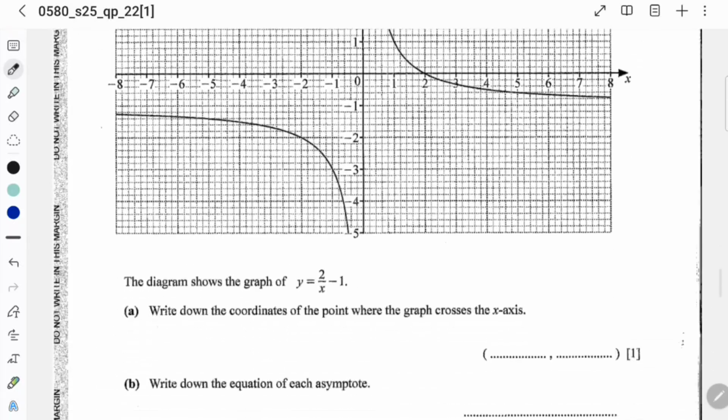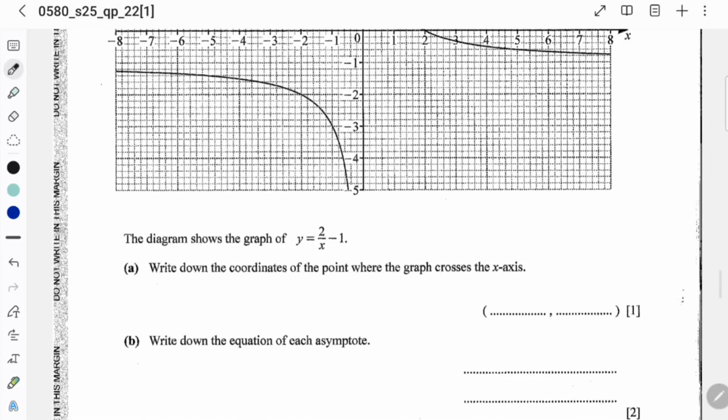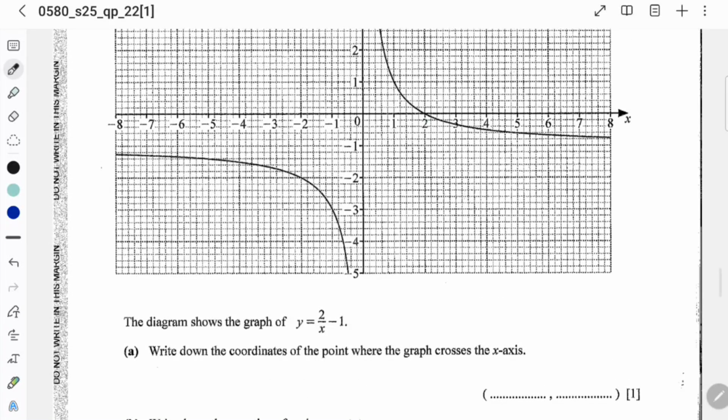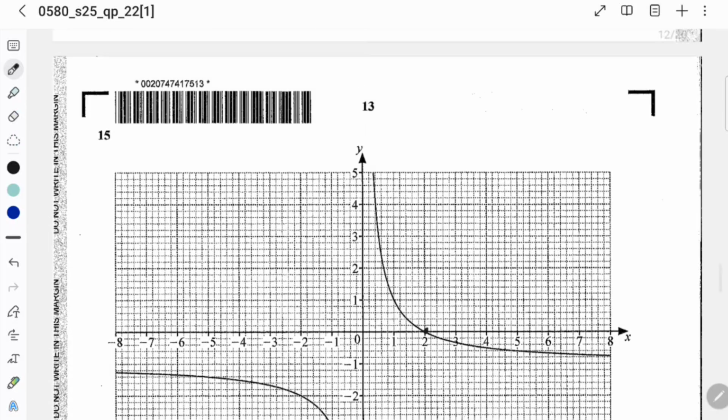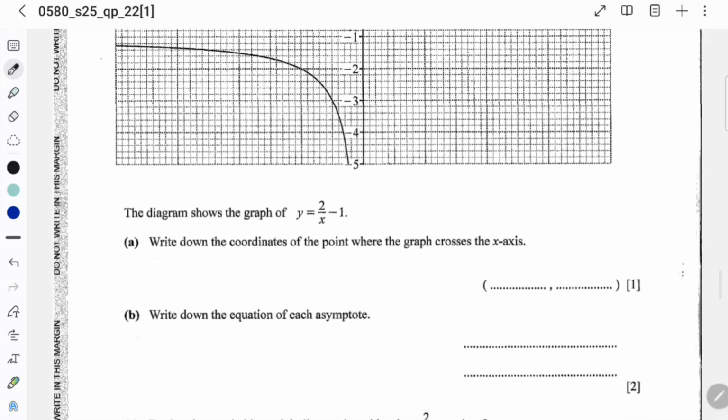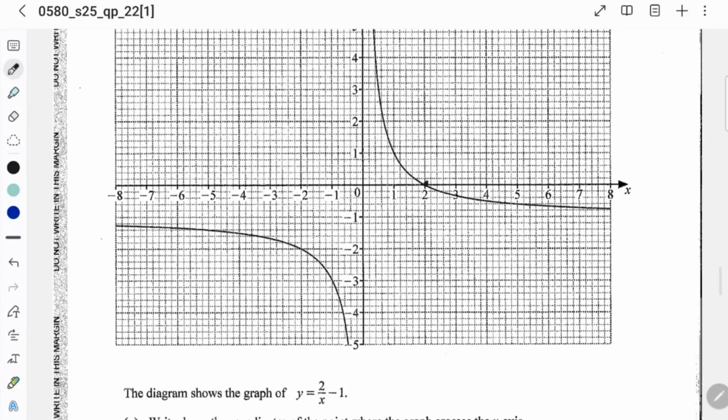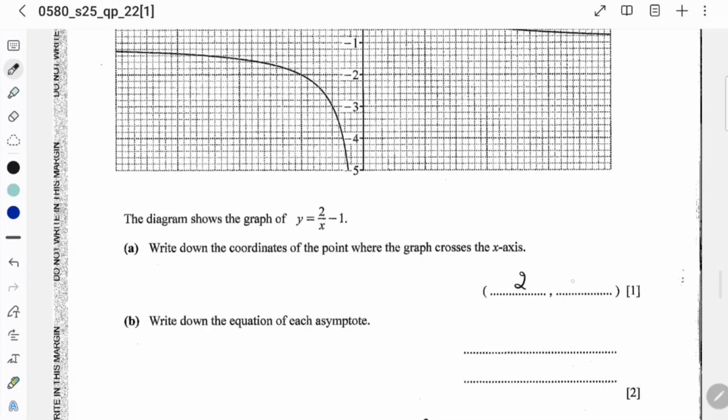Next question is, the diagram shows the graph y equals 2 upon x minus 1. Write down the coordinates of the point where the graph crosses the x-axis. Okay, there is a point where the graph crosses the x-axis, this one. Whenever you check, there are 2 graphs, because it is a reciprocal function. So this graph is not intersecting the x-axis, only this graph is intersecting here. So the coordinate is 2, 0. Okay, just write down 2, 0.